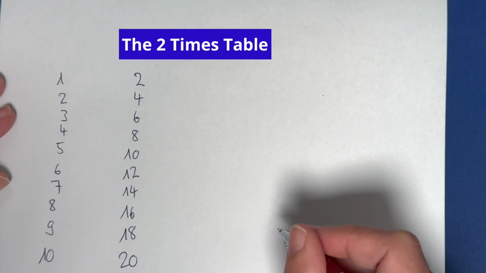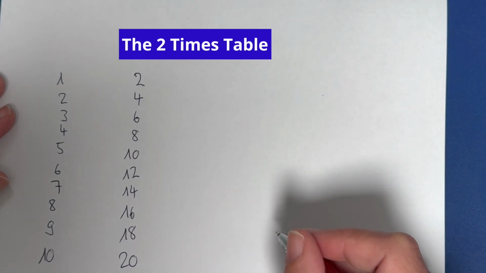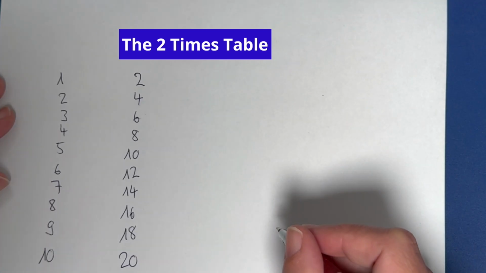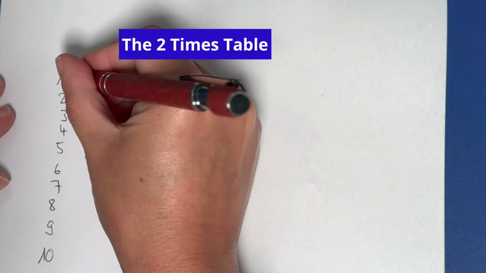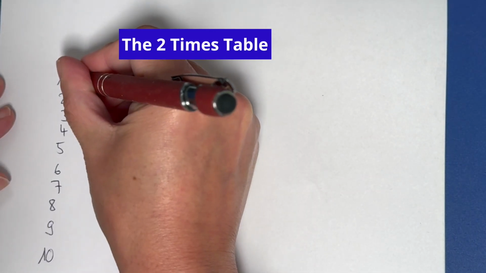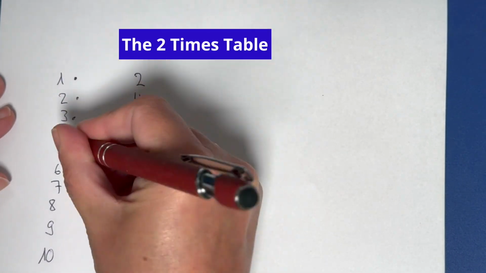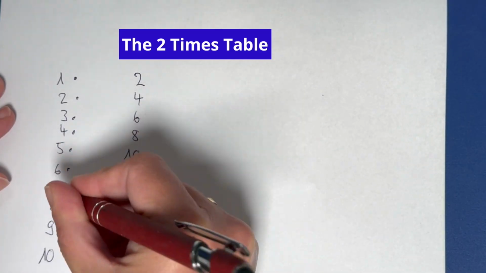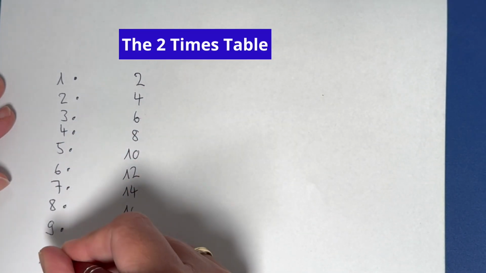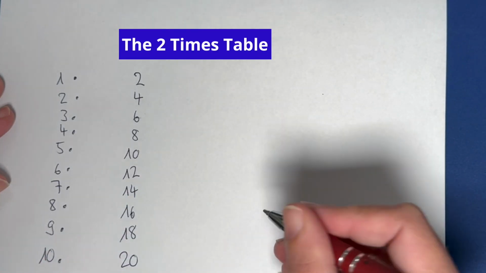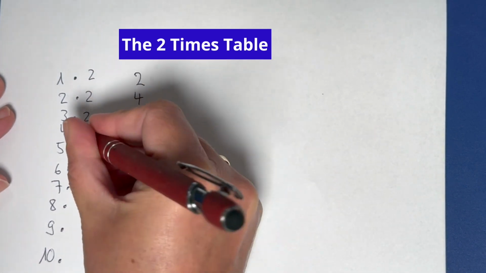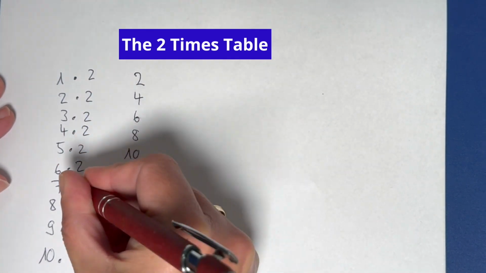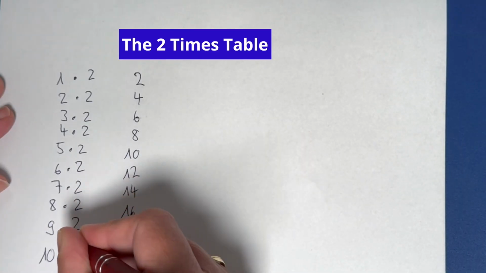And now we come to the multiplication facts. We are going to use multiplication. The 2 times table is really all about doubling numbers. This time I'm writing the multiplication sign as a dot. You may also see it written as an X. And because we are doubling, or because we are learning the 2 times table, we always multiply by 2. So we write a 2 in each multiplication fact.